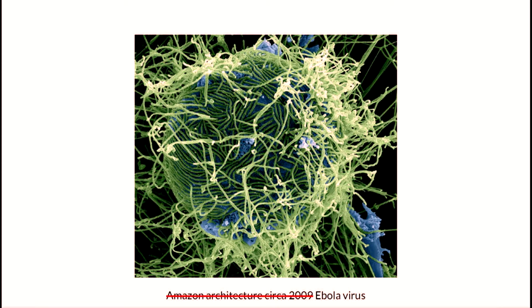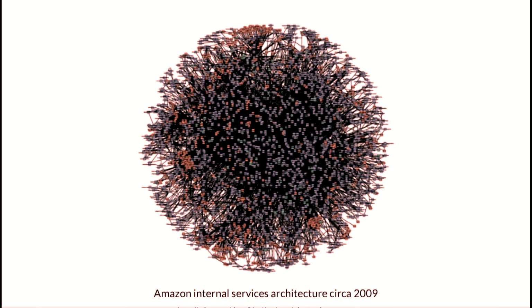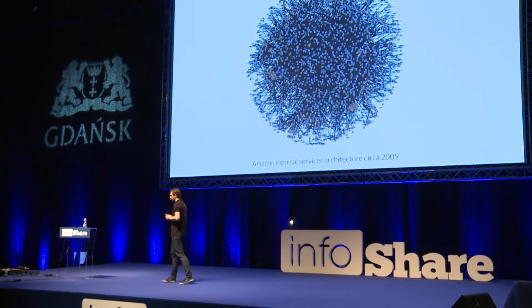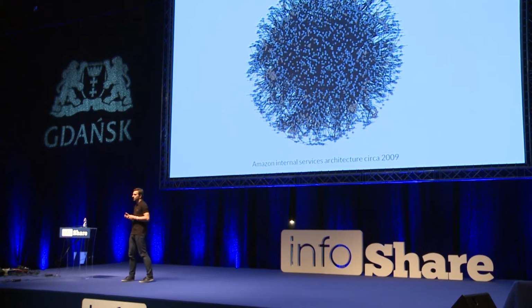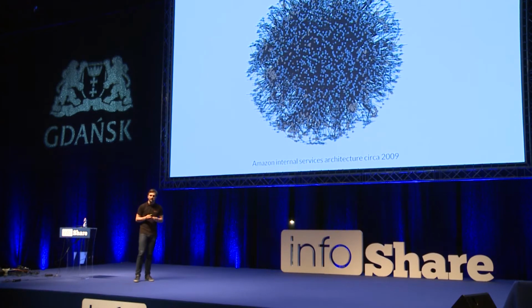So Amazon's architecture was looking something like this around 2000. Oh, sorry, this is actually an Ebola virus. So the architecture in Amazon was even worse than that because it was looking something like this. There were hundreds, maybe thousands of different services communicating with each other. And even though it actually works, it was a nightmare to maintain.